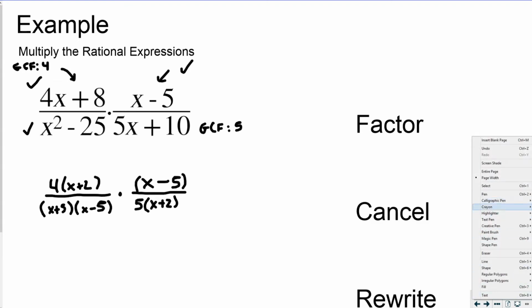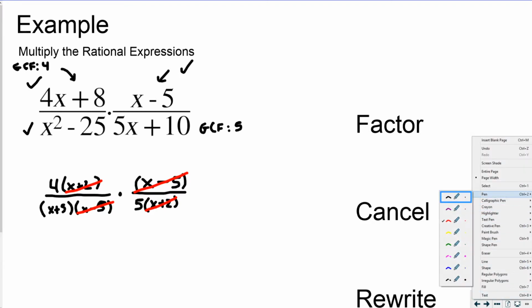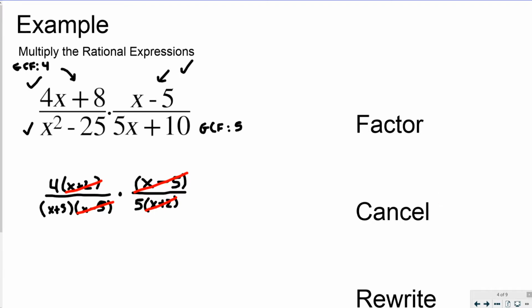What I can do now, and I'm going to switch my color here, is cancel stuff. I can cancel this x plus 2 and this x plus 2 because I have the same on the top here and the same on the bottom here, exact copies of each other. And I have an x minus 5 and an x minus 5. So I can cancel all of those things. I'm going to do that, and then what's left is what I'm going to rewrite.